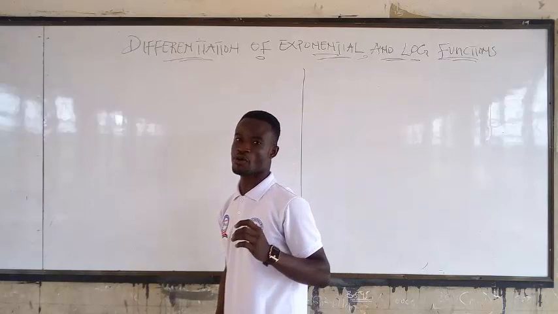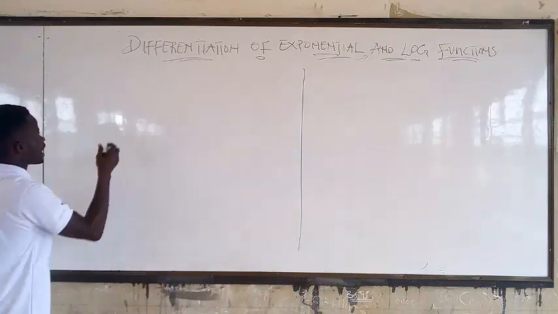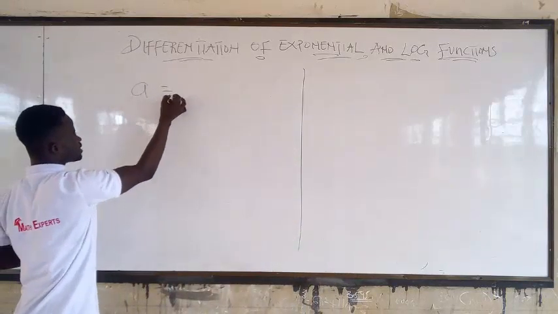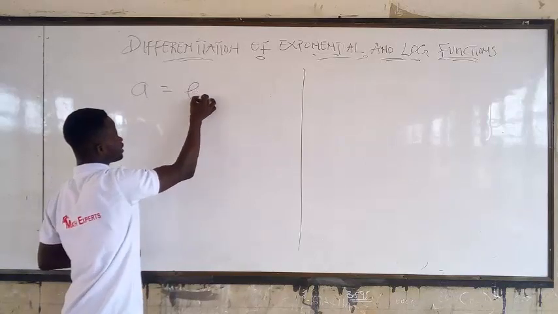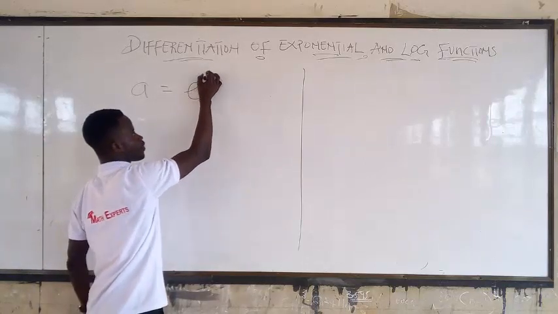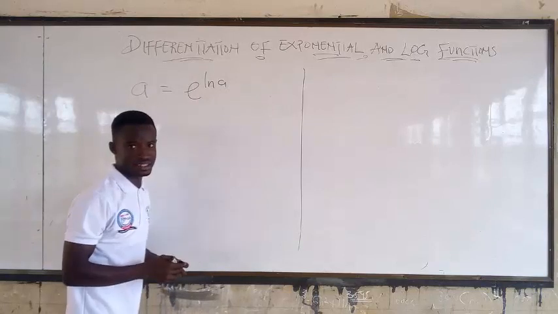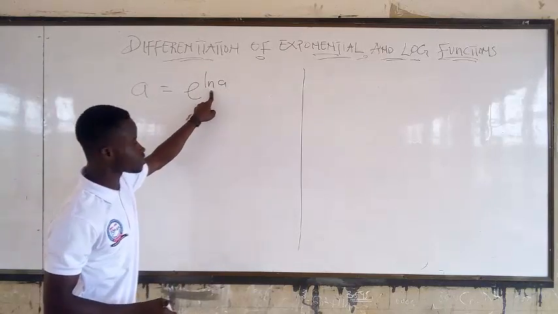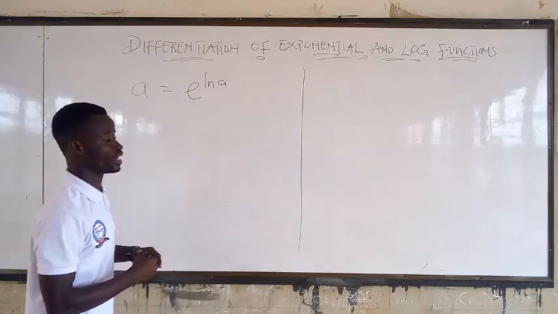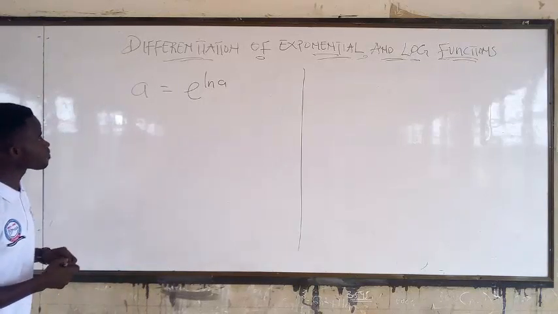Now, from your algebra, you know that A is the same as e raised to the power ln A, right? Because this will cancel this, so it's the same thing. Alright.